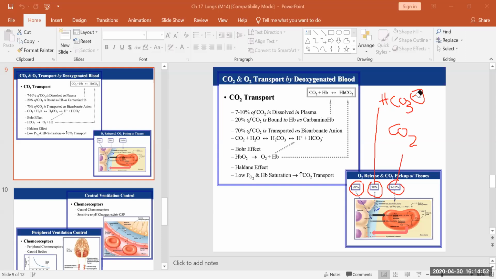Now, the difference here is, let's move to the tissues. Now we are at the systemic tissues. We are no longer at the lungs. So what's going to happen is, at the tissues, oxygen will leave the red blood cell and go to the tissues. So you see here, this arrow here, that's oxygen leaving the red blood cell to get into your tissues.